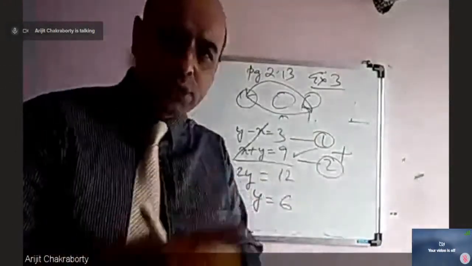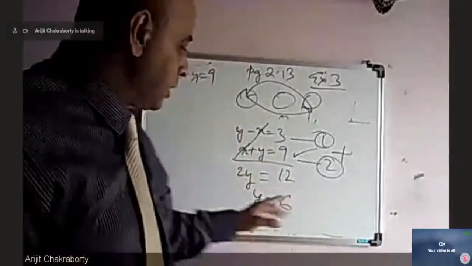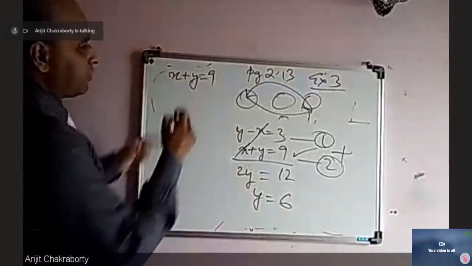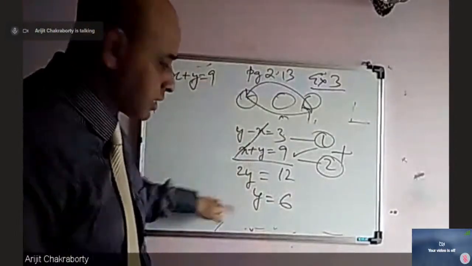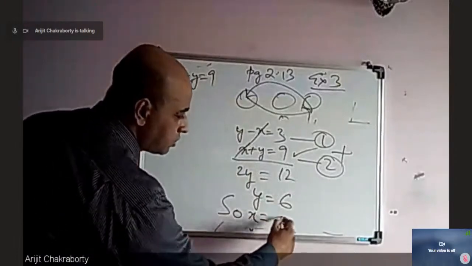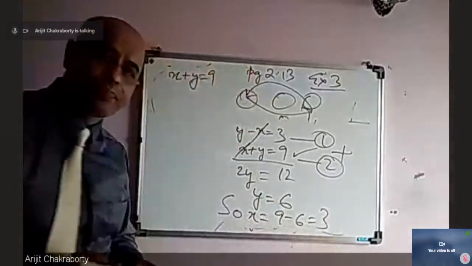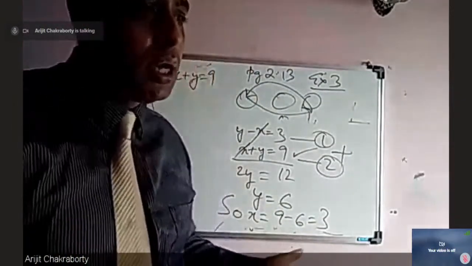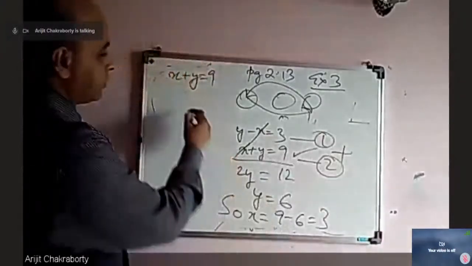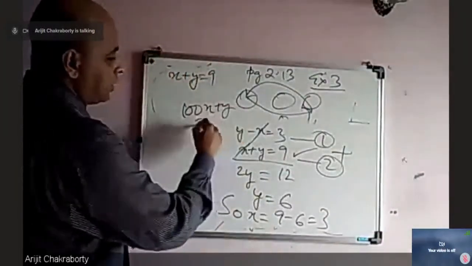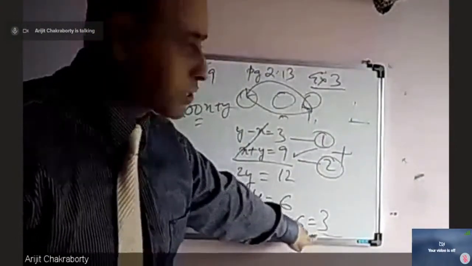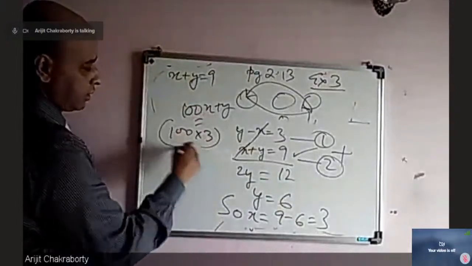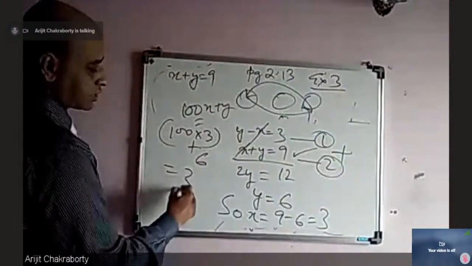Right? I hope this is clear to you now. How we have interchanged the digits and how we have found this. So if y is 6 and we know that x plus y is 9. It's already given x plus y is 9 and y is 6. So x is equal to 9 minus 6, which is 3. The original number we had taken was how much? 100x plus y. We have found out x is 3 and y is 6. So the number is 100 into 3 plus 6. That is 306.